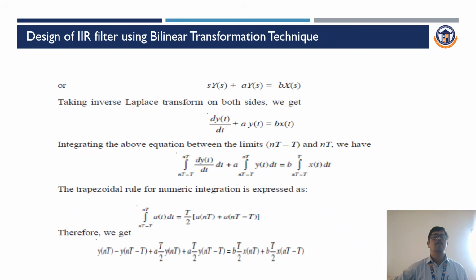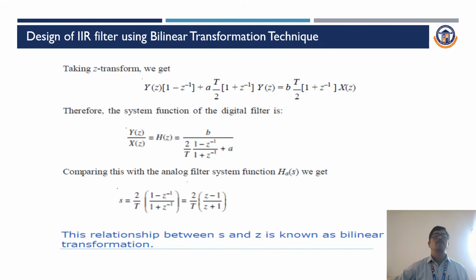After applying this solution, we get y(nT) minus y(nT minus T) plus aT/2 times y(nT) plus aT/2 times y(nT minus T) equals bT/2 times x(nT) plus bT/2 times x(nT minus T). After that, we take the z transform of this equation and rearrange it.